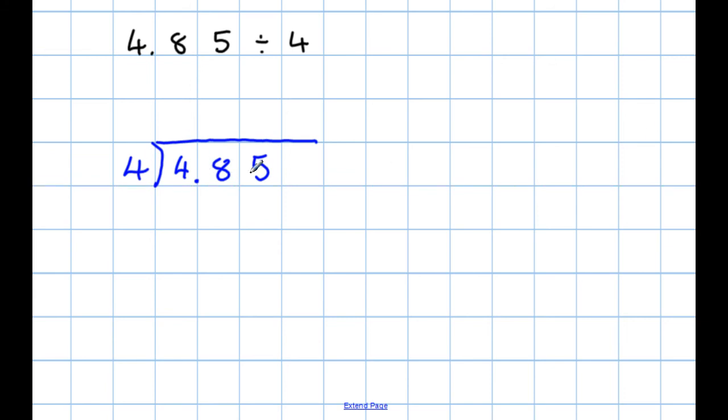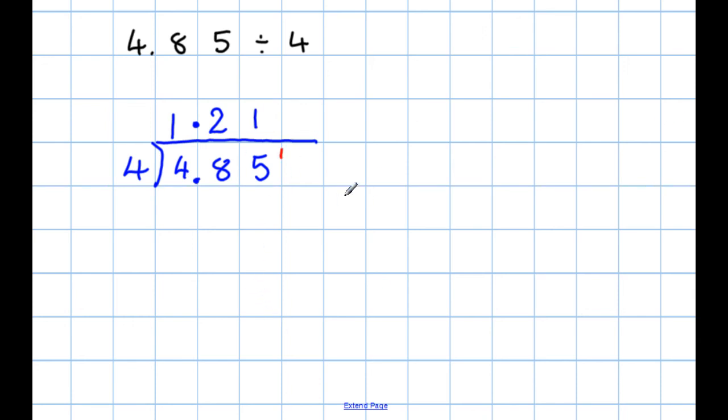But before we do anything more, I'd line up a decimal point in my top row, the one above the bus shelter, so that the decimal points are in line. Then I do my division as normal. 4s into 4 go 1, no remainder. 4s into 8 go 2, no remainder. 4s into 5 go 1, remainder 1.